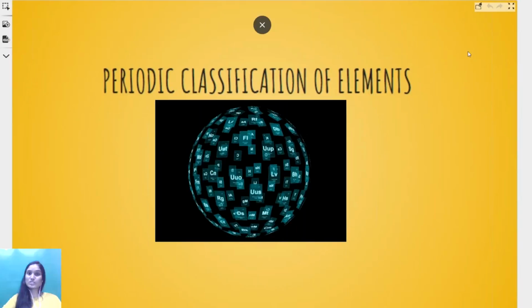Okay. So before we could start off with history, let me tell you something. Now we have 118 elements. But before 100 years, that means 2018, 1918, do you think we had 118 elements then? No. If not, how many elements would have been there? Any idea? Number of elements?